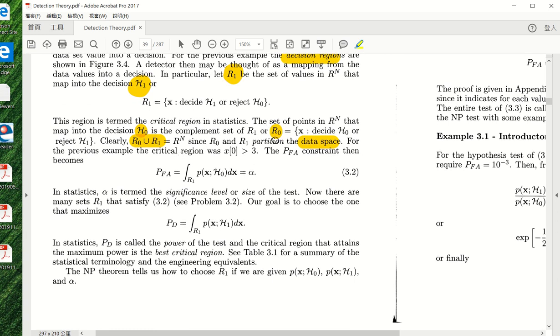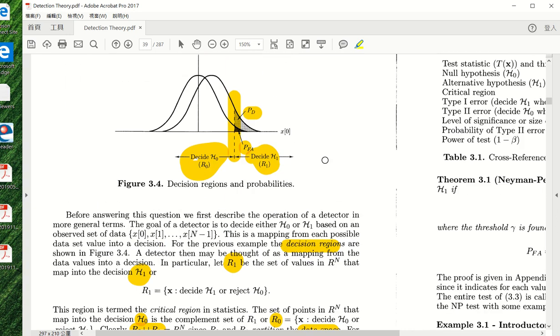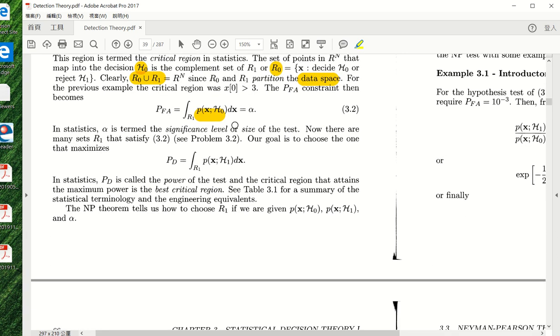Okay, so the PFA then becomes PFA equal to the conditional H0, the probability density function of X conditional on H0, and then we integrate with respect to X over R1 equal to alpha. In other words, if it's for this figure, we are integrating this. See my cursor here. We are integrating this.